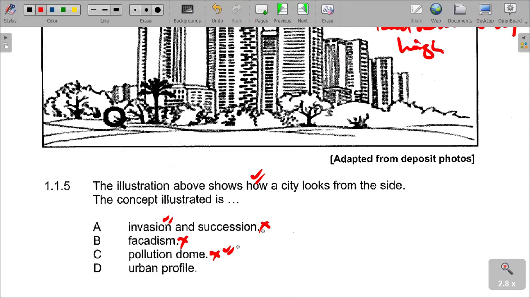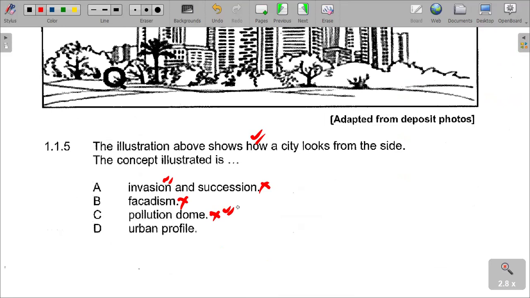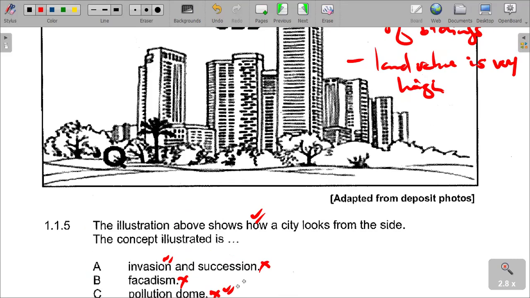So this illustration that is shown here identifies the urban profile. It is the urban profile that we need to understand, that it is being shown where we look at the city, how the city looks from the side, the side view of the city. It is called urban profile.